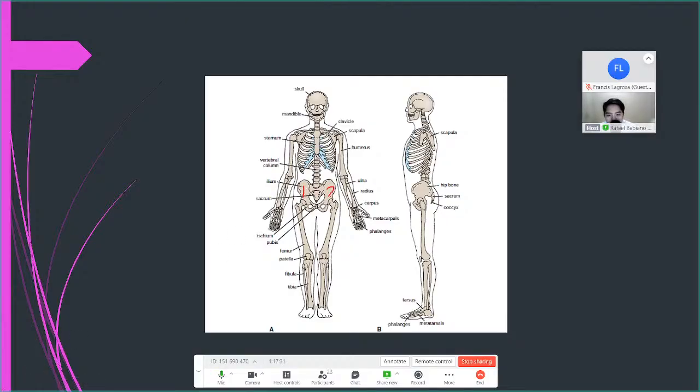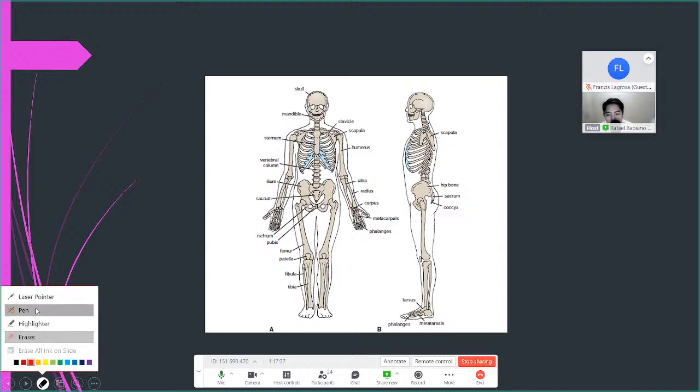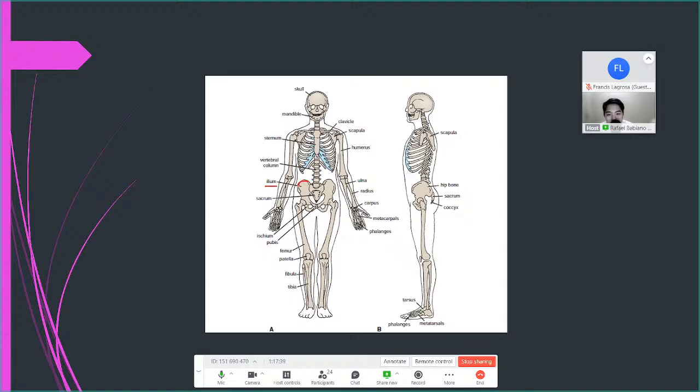1, 2. But they have 3 parts. Okay, they can be divided into 3 parts. The ilium, which is the top part, the ischium, which is the bottom part, where you're sitting right now. If you're sitting down, that's your ischium, or to be specific, your ischial tuberosity. That's where you're sitting right now. And then you have your pubis, the pubic area. That's why it's called the pubic area, pubis. Okay, but it's two bones. So the ilium, ischium, and pubis make 1 pelvis. So that's 2. Okay, 2 pelvic bones.